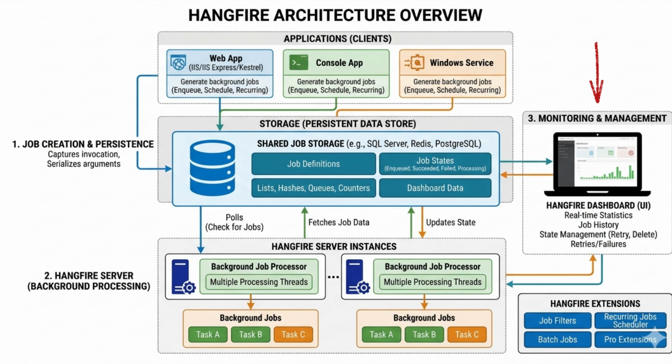You can see real-time graphs of job throughput, look at the history of every job, and see the exact exception details if a job fails. Second, we have control. You can manually trigger recurring jobs, delete pending tasks, or requeue failed jobs with a single click.